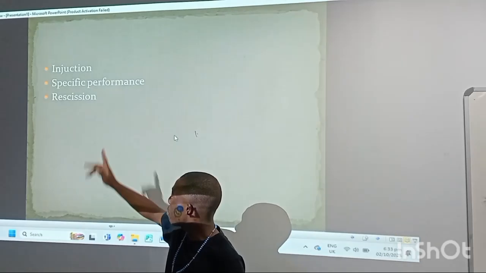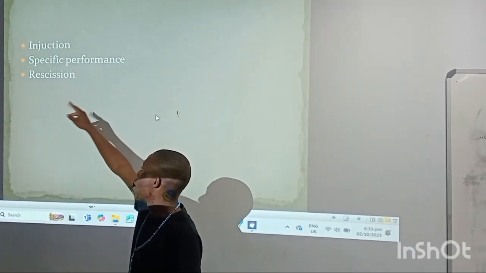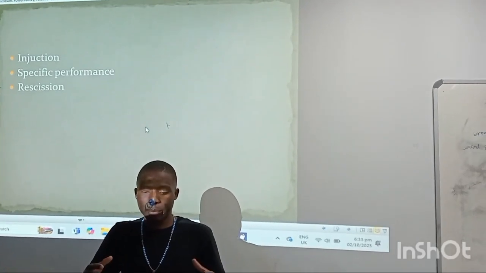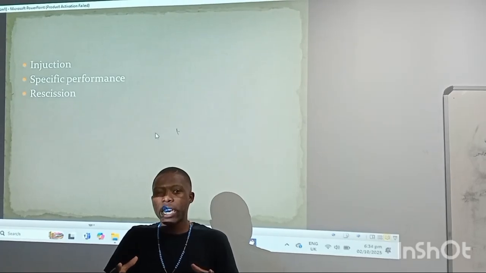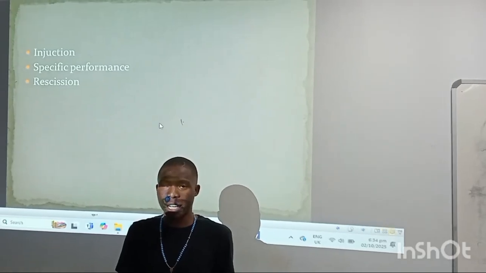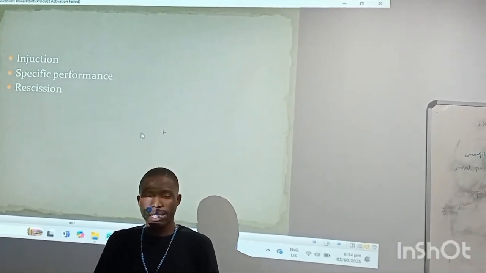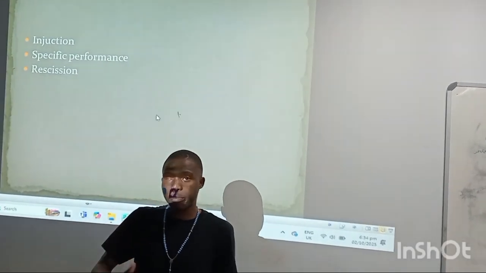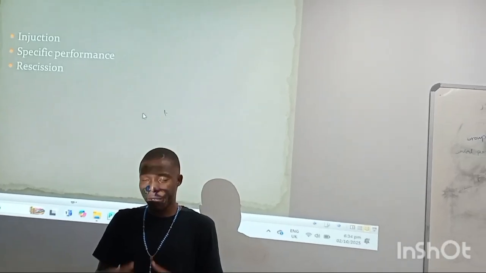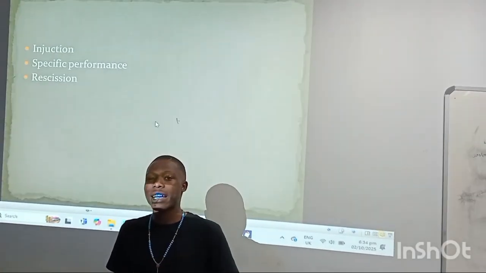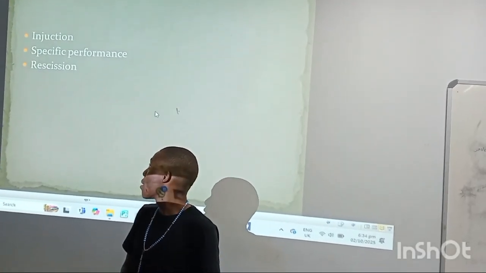The other remedy is rescission. Rescission sets the party in the position they were in before they entered into the contract. It is there just to put the injured party back in the position they were in before the contract. In simple terms, rescission is setting aside the contract.